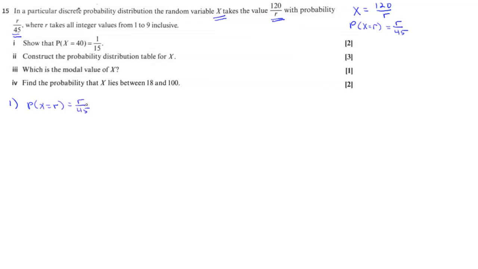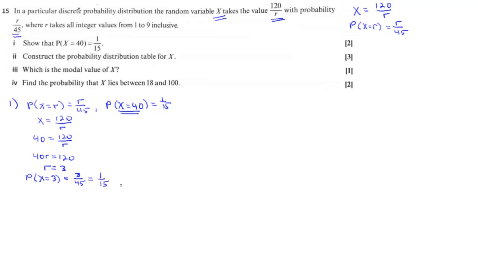Now in part 1, it says, show that the probability that x is equal to 40 is going to equal 1 over 15. So we're going to use this formula they gave us. X is equal to 120 over r. And we know that x is equal to 40, so we can substitute in the 40 for the x. All we got to do now is get the r by itself. We find out that r is equal to 3 when x equals 40. And so now all I got to do is find my probability. Well, the probability is r over 45, r equals 3, so the probability is going to be 1 over 15.